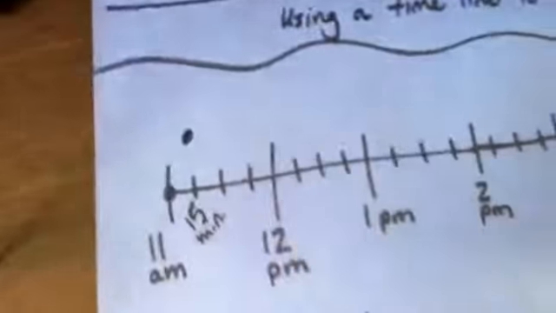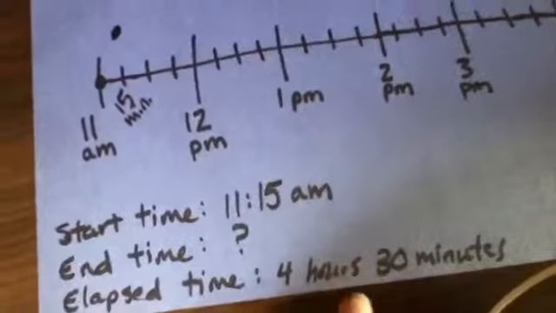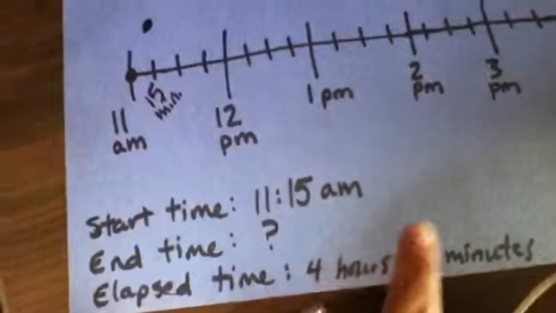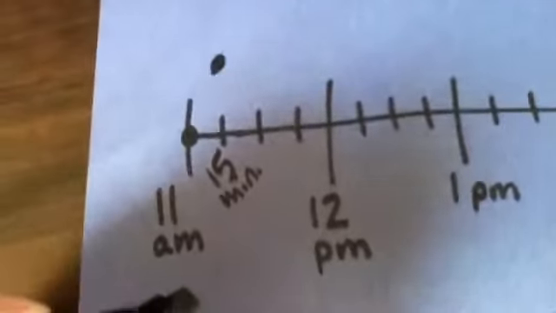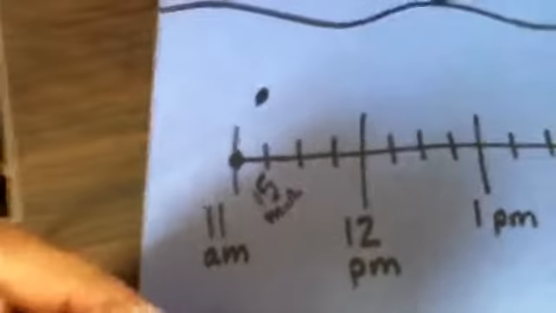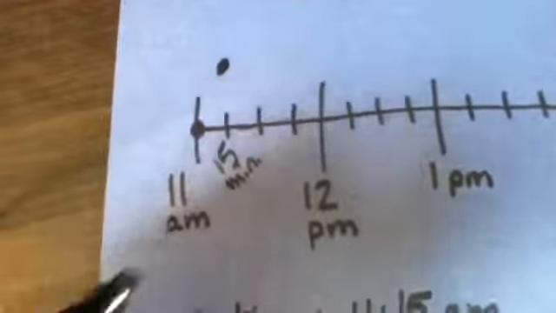Alright, that's our starting time. So then we have 4 hours and 30 minutes to jump. If we add an hour to 11:15, then it's going to be the same time, just changing the hour hand, okay? So if we added an hour to 11:15, it would be 12:15. If we added 2 hours to 11:15, it would be 1:15.